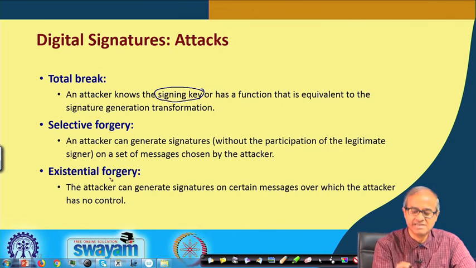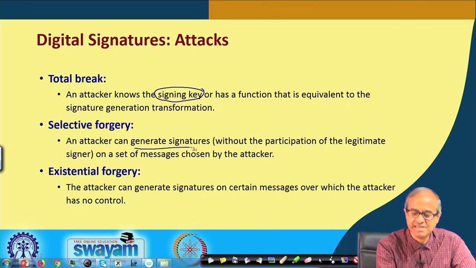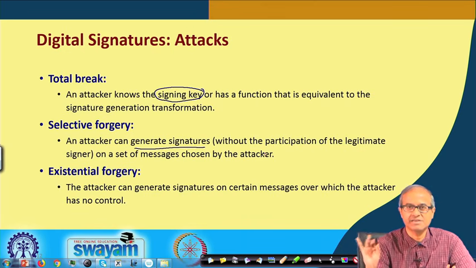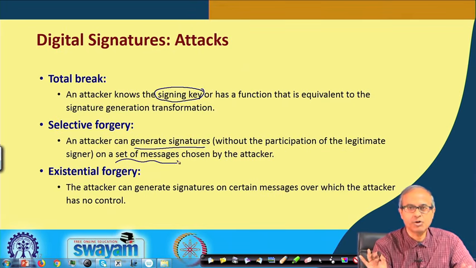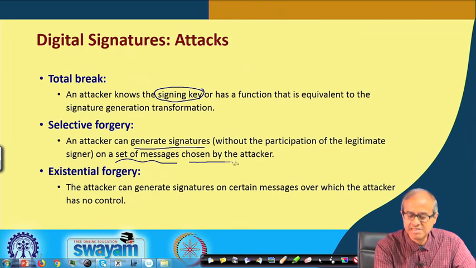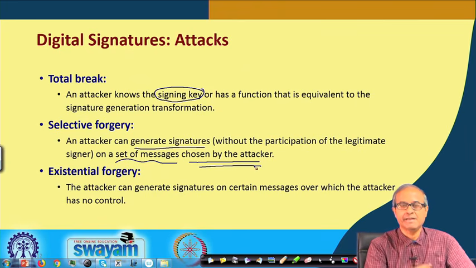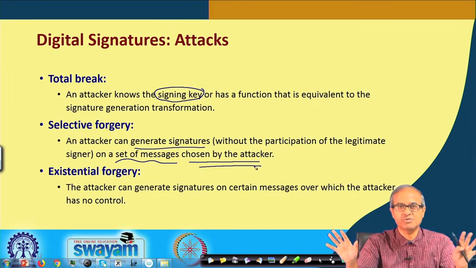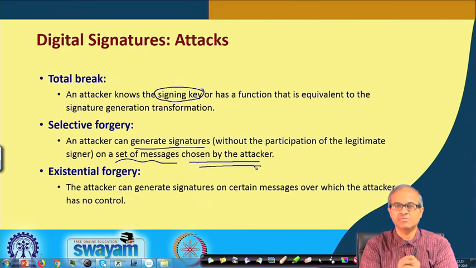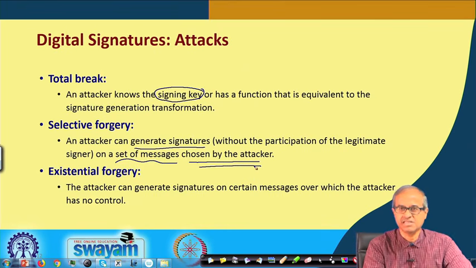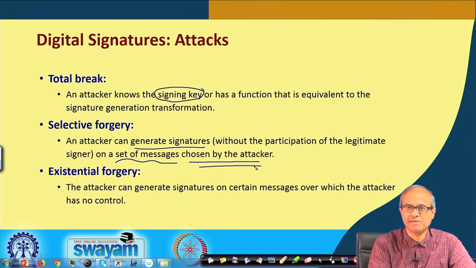What selective forgery says is that an attacker can generate a signature without the participation of the signer, the signer is not in the picture. The attacker can generate signatures on a set of messages only, not on all messages, but the messages are chosen by the attacker. These are often made possible because of some weaknesses in the signature algorithm, weaknesses in the hash algorithm. Like earlier I said MD5 was used, and it had some weaknesses. So, this kind of forgery was possible.